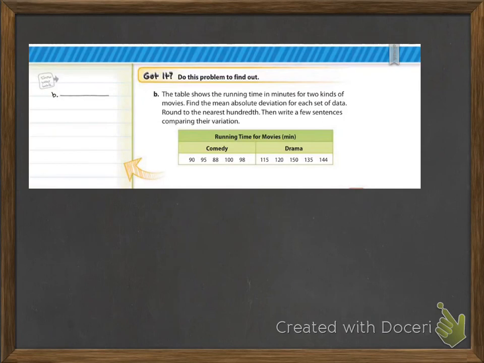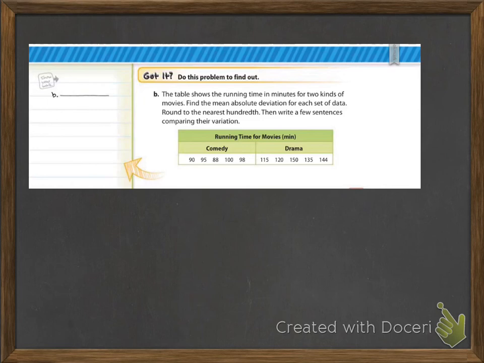So now it's your turn to give this a try. You're going to do exactly what you did on your own for example A. You're going to find the mean absolute deviation for both the comedy and the drama in this example. And then when you're done, you're going to write your couple of sentences, usually about 2, comparing the 2. Tell me which one has a greater mean absolute deviation, and then tell me which set of data numbers are closer together because of that. Now you can kind of see and tell, but you've got to show me the numbers.